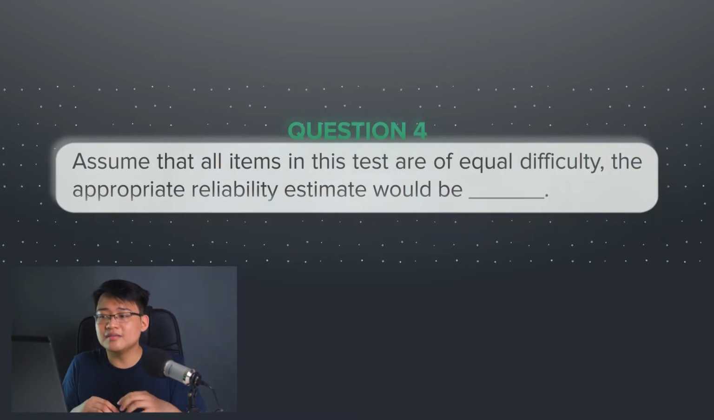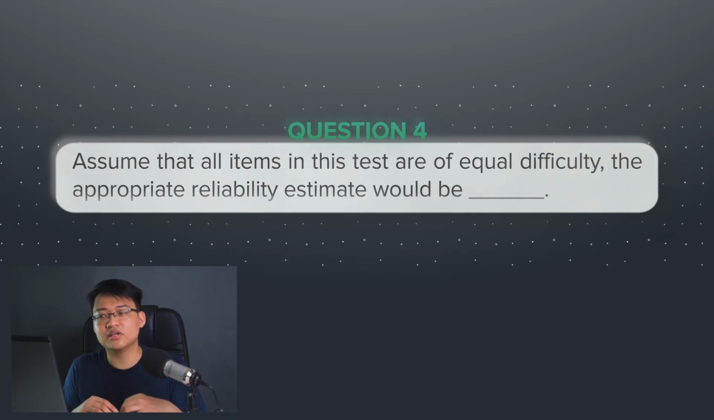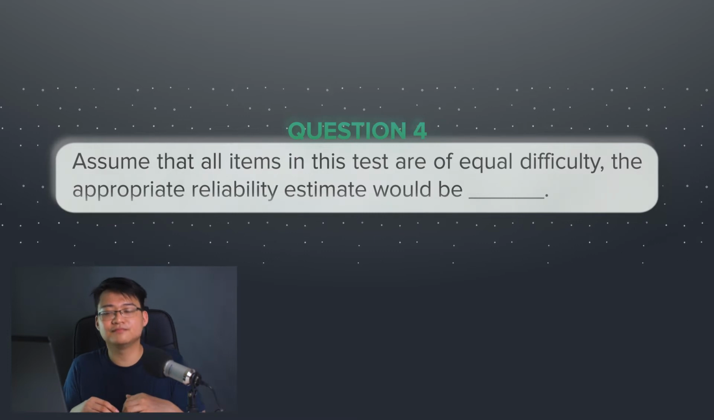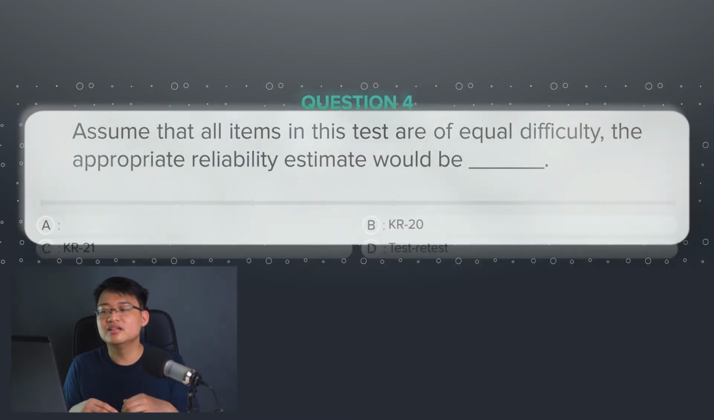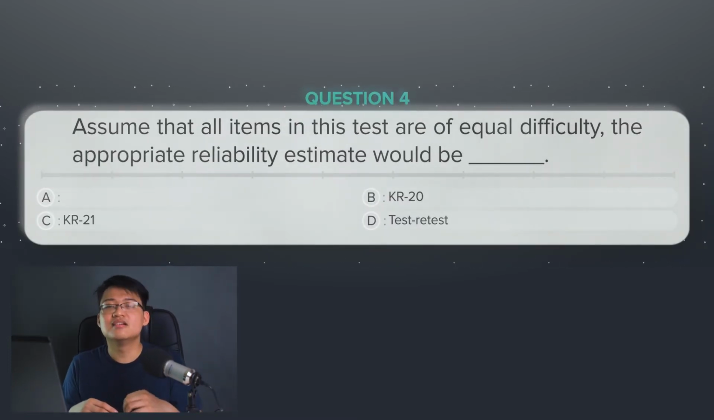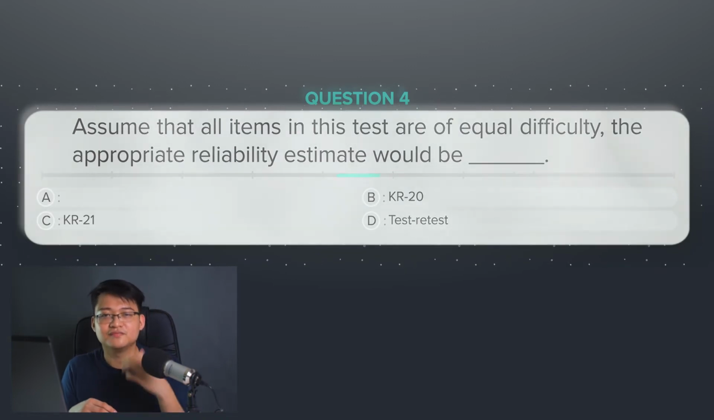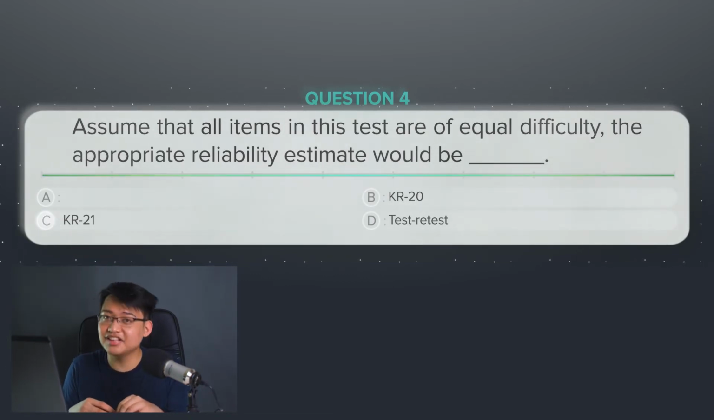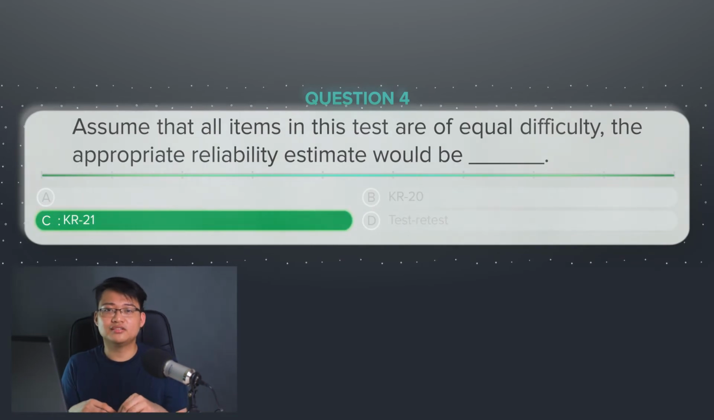Assume that all items in this test are of equal difficulty. The appropriate reliability estimate would be A. Cronbach Alpha, B. KR20, C. KR21, or D. Test-retest. The correct answer is letter C, KR21.